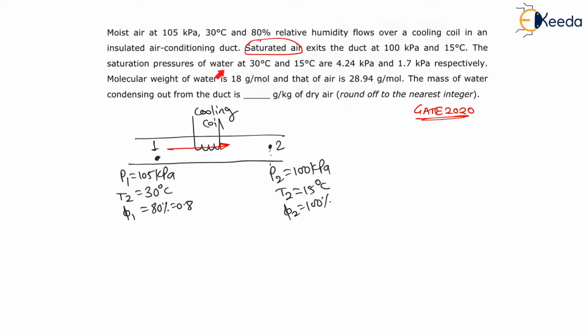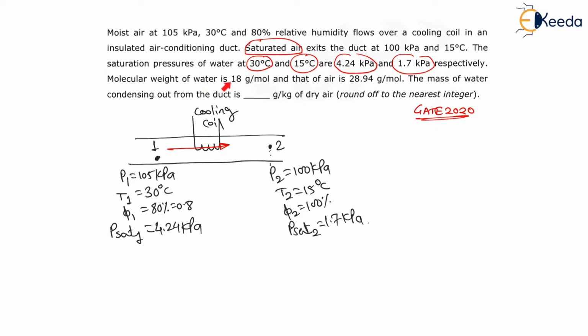Then the saturation pressure of water at 30 degrees Celsius and 15 degrees Celsius are 4.24 kilopascal and 1.7 kilopascal respectively. Now here at 30 degrees Celsius they have given saturation pressure and at 15 degrees Celsius saturation pressure they have given. So my dear students, 30 degrees Celsius is the temperature at 1, right? Therefore P sat 1 at 30 degrees Celsius is 4.24 kilopascal and P sat 2, that is saturation pressure at 15 degrees Celsius, is 1.7 kilopascal. This they have given respectively.